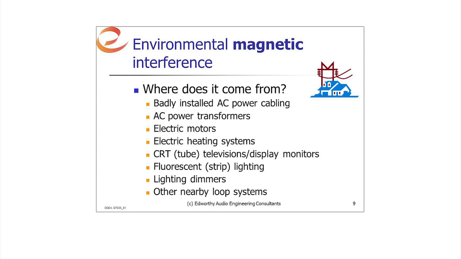It can come from a wide variety of sources. Perhaps the most important is badly installed AC power cabling, and I know Richard is going to talk more about that. It can come from AC power transformers. It can come from electric motors, from electric heating systems, from the cathode ray tube, the tube type of televisions or display monitors. It can come from fluorescent, that's strip lighting. It can come from lighting dimmers. It can even come from other nearby loop systems.